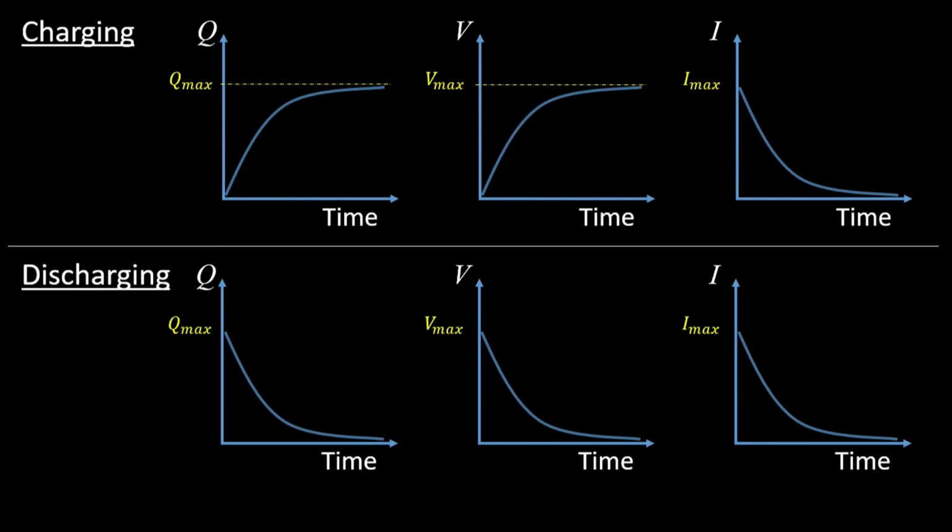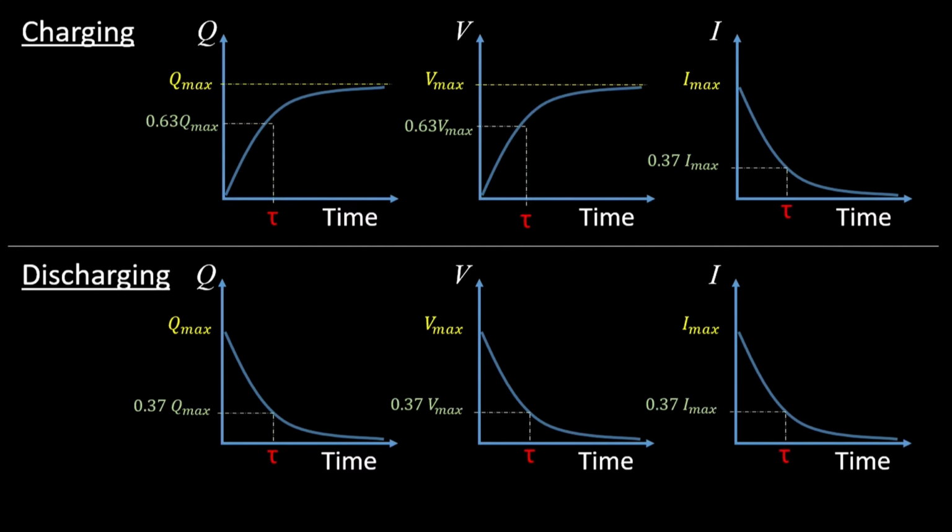Here is a comparison between the two cases. And notice the difference between the definitions of the time constants for each quantity and each case. Always, whenever you have an exponential growth function, the time constant is defined as the time required to increase from 0 to 63% of the maximum value. And when you have an exponential decay function, then it is defined as the time required to decay from the maximum to 37% of the maximum value.